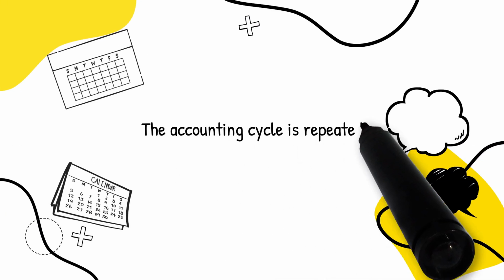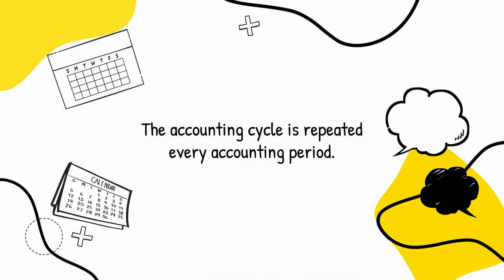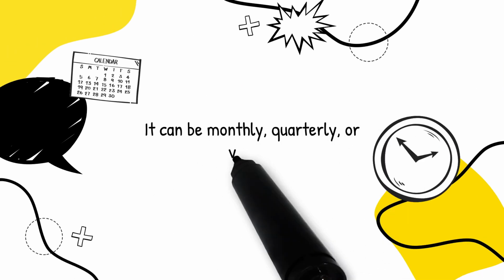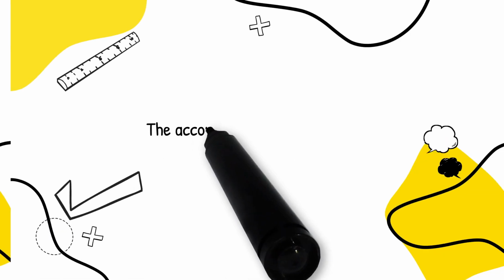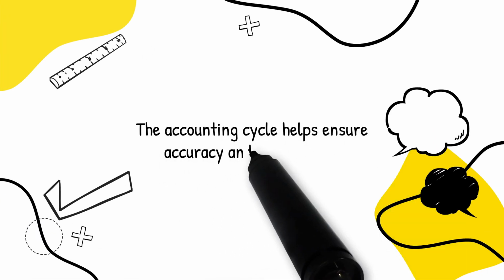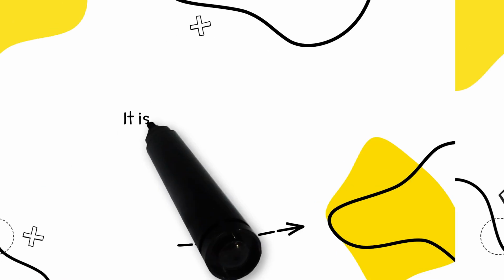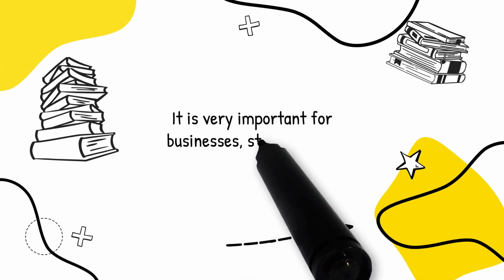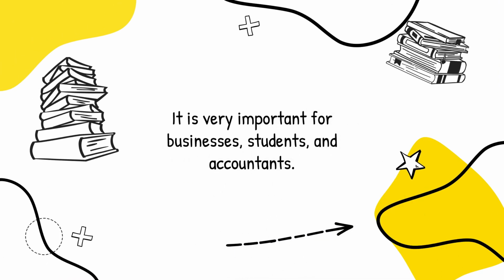The accounting cycle is repeated every accounting period. It can be monthly, quarterly, or yearly. The accounting cycle helps ensure accuracy and consistency. It is very important for businesses, students, and accountants.